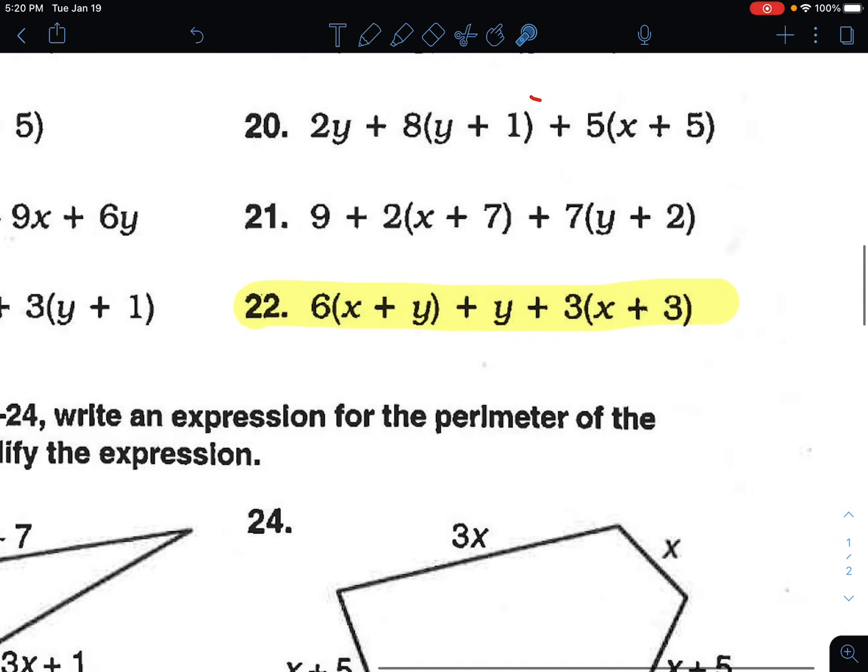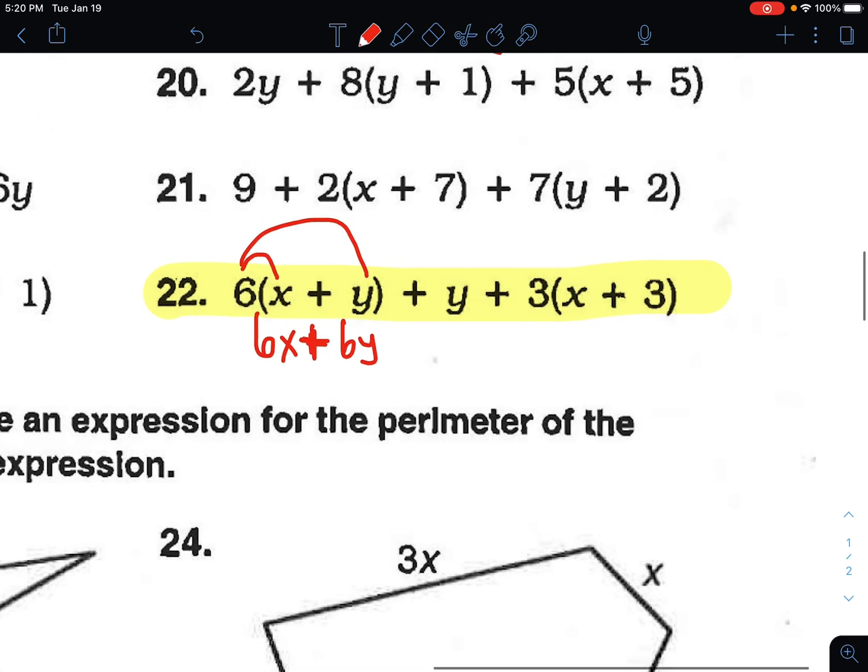Let's try number 22, which seems kind of scary. You've got to do a little bit more than one distribution. So this is 6 times x and 6 times y, which is 6x, plus 6 times y is 6y. Sorry, that plus sign is kind of ugly. 6x plus 6y. I'm going to go ahead and bring down this plus y right here. Plus, all right, now I'm going to multiply 3 times x, which is 3x. Then I'm going to multiply 3 times 3, which is 9.